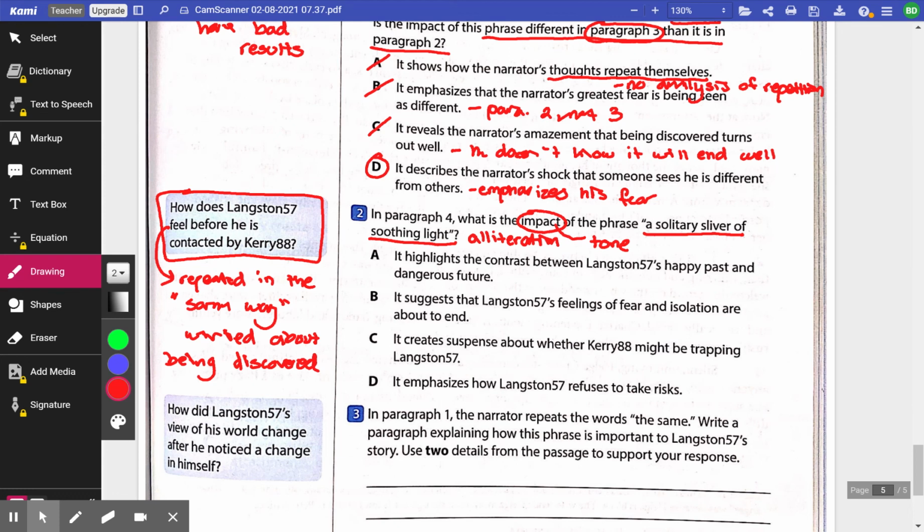All right, guys. So I'm assuming that you are back and you are ready to check your answer for number 2. So let's go through it answer choice by answer choice and see what we can come up with.